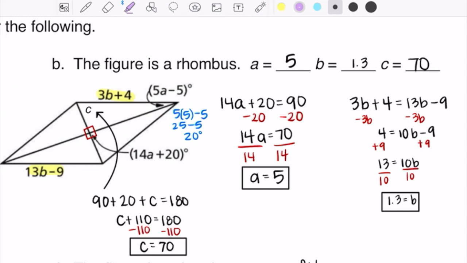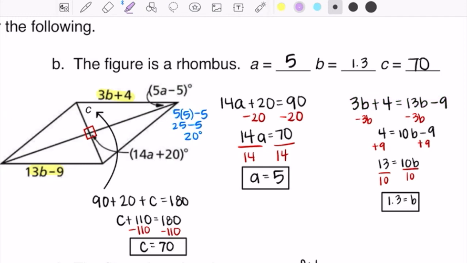When I do the work for b, I use a different property of rhombuses. So to solve for b, I look where the b's are in the picture. The b's are on opposite sides, and I remember that the rhombus is a type of parallelogram, so the opposite sides are congruent. So I set 3b plus 4 equal to 13b minus 9, and I go through and solve there for b. So I minus the 3b from both sides, add the 9, and divide by 10. And that gives me that b is equal to 1.3.